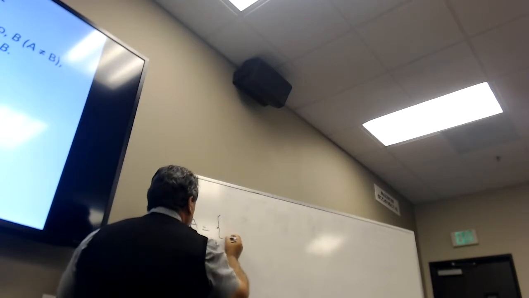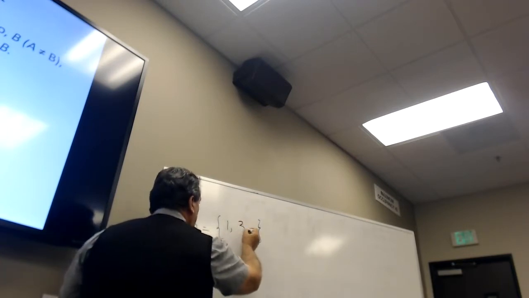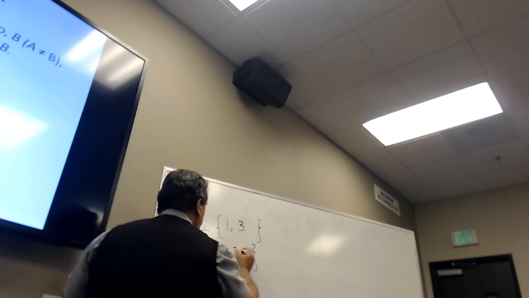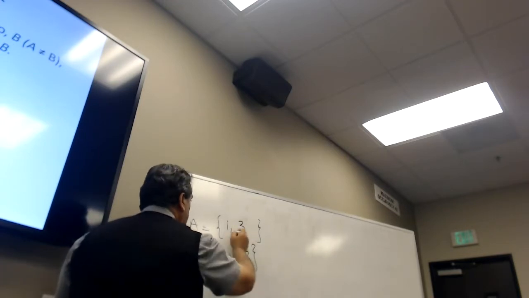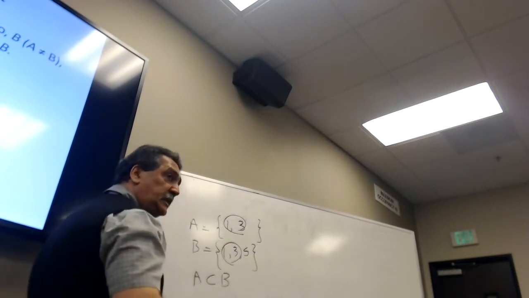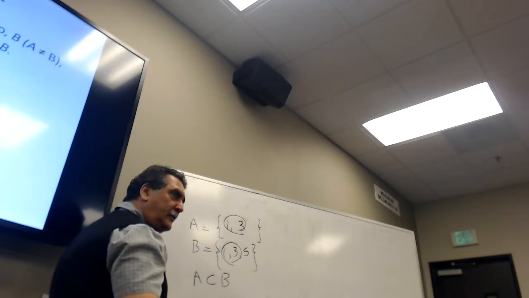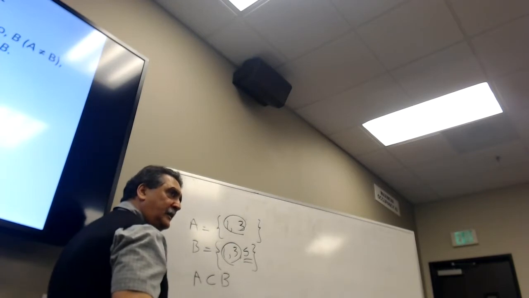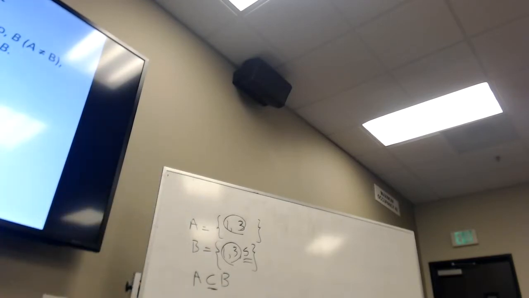What are the elements of A? 1 and 3. And what are the elements of B? 1, 3, and 5. Okay. So first of all, is A a subset of B or not? Yes, because B has these elements. Now, is A a proper subset? To be a proper subset, it should not be equal. So it is a proper subset. A and B are not equal because B has an extra element. So you've got to be careful about the use of that symbol, all right?